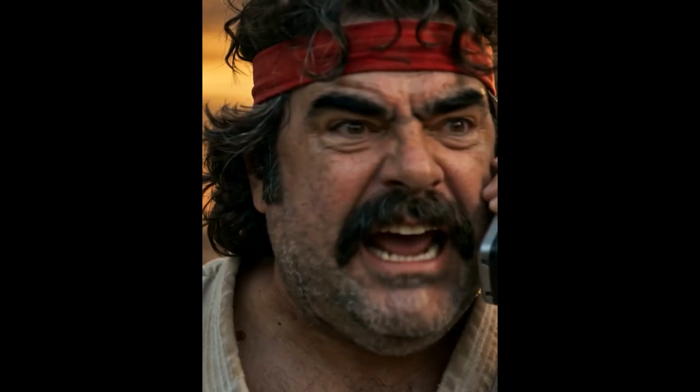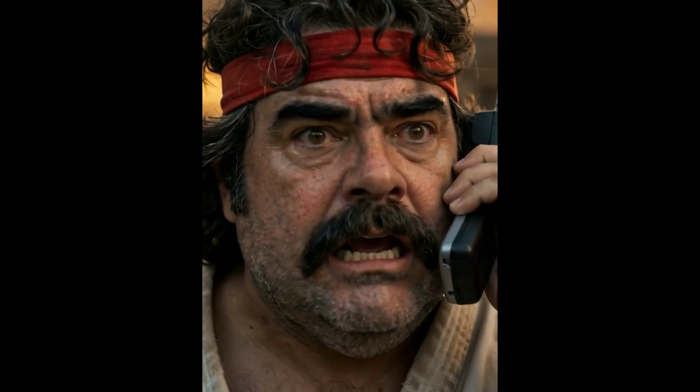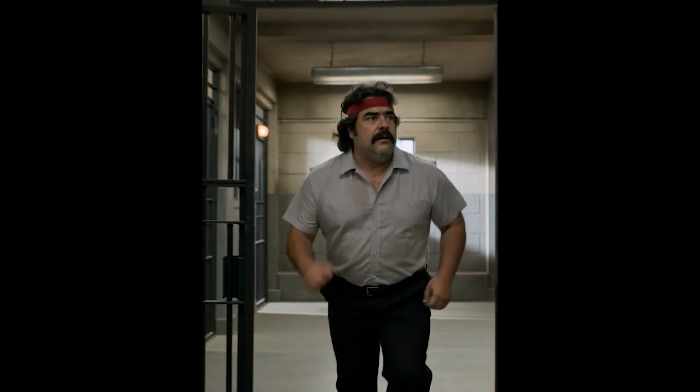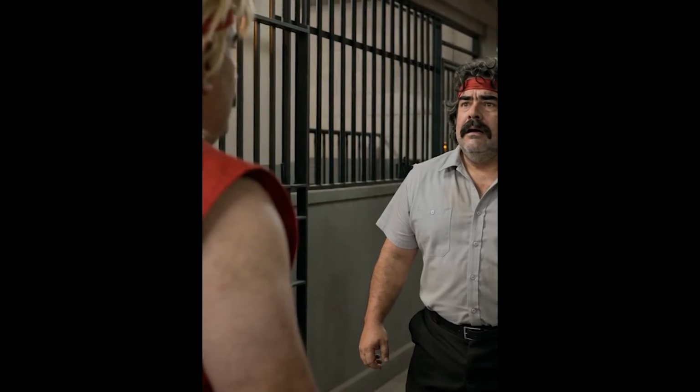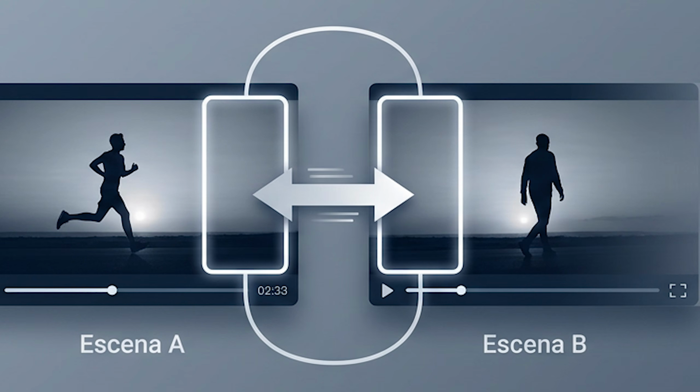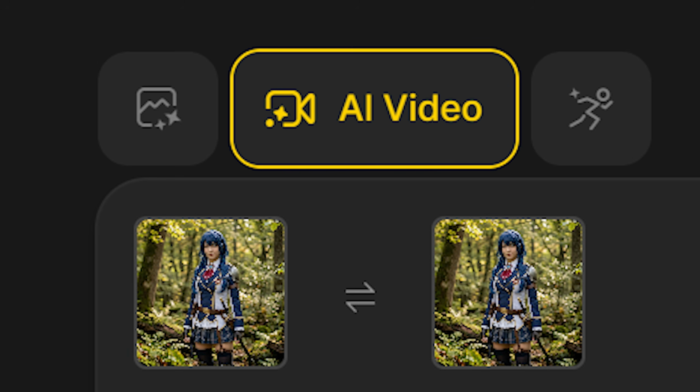And if you want to push it further, inside Dzine, you can chain clips together. By using the last frame of one video as the start frame of the next. This creates seamless continuity, but more importantly, it allows you to create perfect loops. Videos that repeat without the viewer noticing, and that massively increases retention.